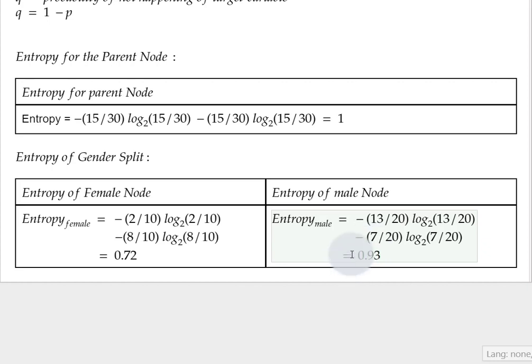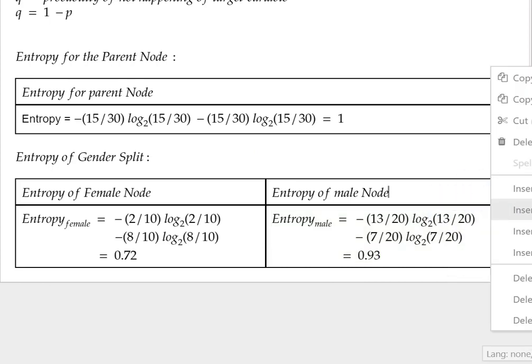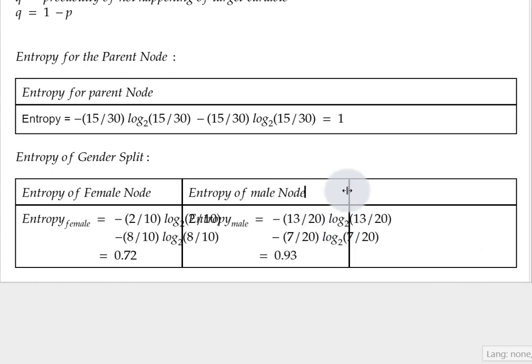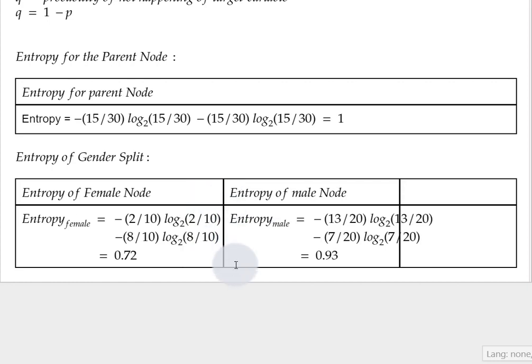Okay, so I'll just add another column over here. We talked about the entropy of the male node and the entropy of the female node over here, right? So let's just try to see it over here like this. Now we have to calculate the entropy value of the whole split over here, right?